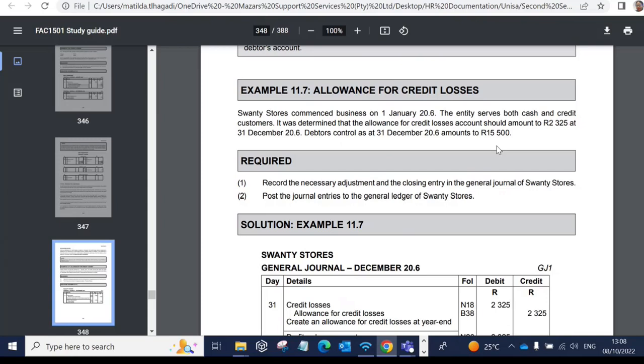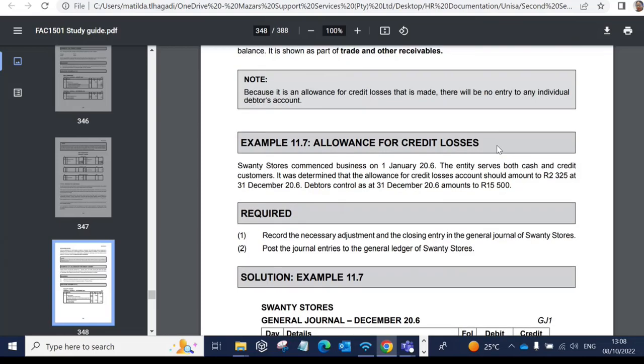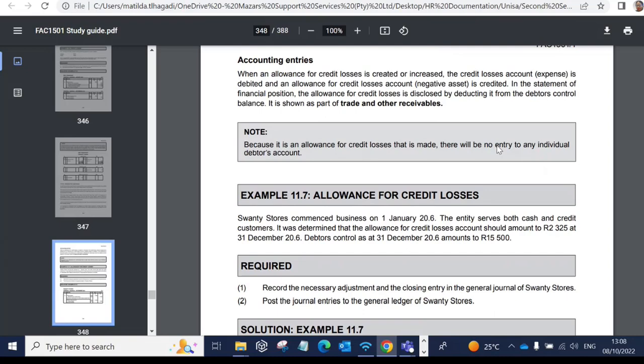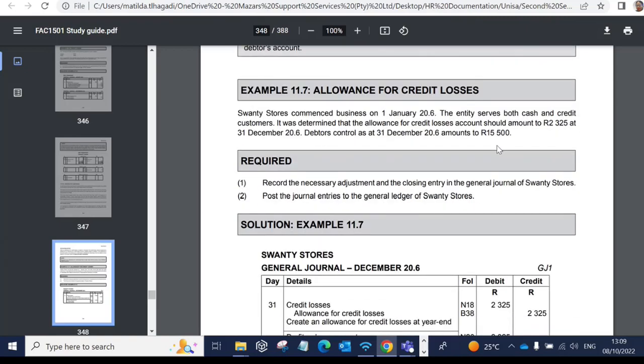So example 11.7, allowance for credit losses. Twenty stores commenced business on the 1st of January 20.6. The entity serves both cash and credit customers. It was determined that the allowance for credit losses account should amount to 2,325 at 31 December. Debtors control as at 31st of December amount to 15,500. Record the necessary adjustment and closing entry in the General Journal of 20 stores.